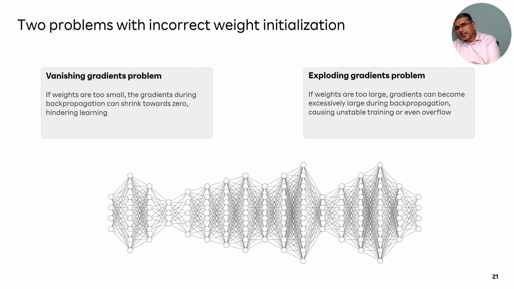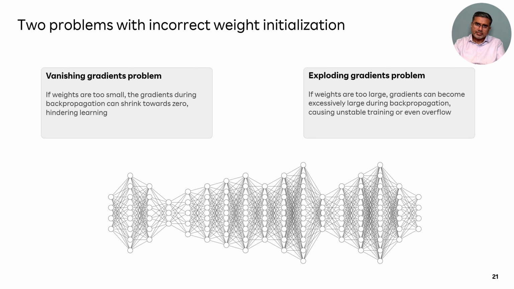The reverse also can happen, which is the exploding gradient problem, where the weights are adjusted upwards and keep going up and up and up. Therefore, you have to create a weight initialization technique that balances this out and avoids both these problems.